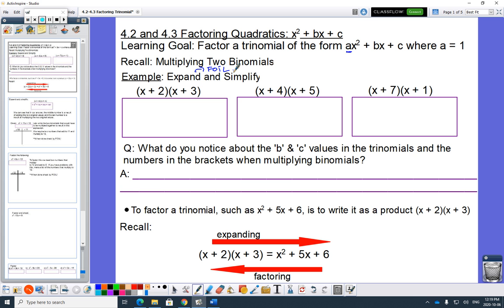So when you do FOIL, you do first, so x times x, which is x squared, then outer, x times 3x, 3x, inner, 2 times x, which is 2x, and then last, 2 times 3, which is 6. So if you do it in that order, then your answer will be in standard form. You just have to collect the two terms in the middle. So x squared plus 5x plus 6.